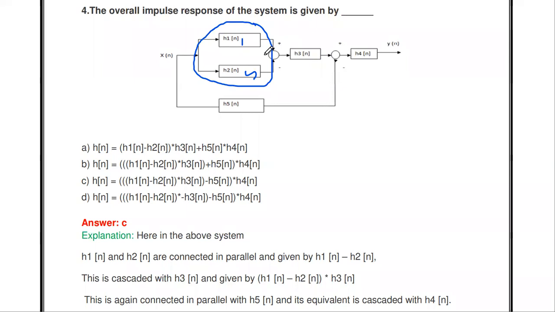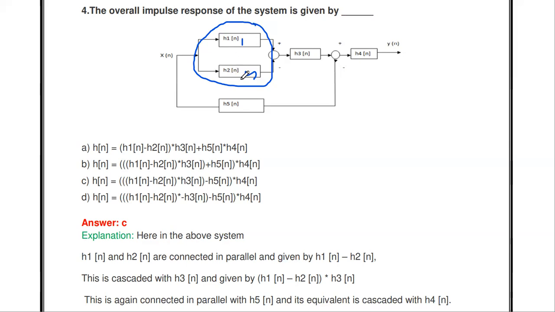But here you see there is a summer. In that summer, a plus symbol is given here and a minus symbol is given here. So that's why you have to subtract: h1 of n minus h2 of n. These two systems are connected in parallel. If no plus or minus is given, you just add. But here in this adder, plus and minus symbols are given. Similarly, here also plus and minus is given. So you have to see this minus symbol.